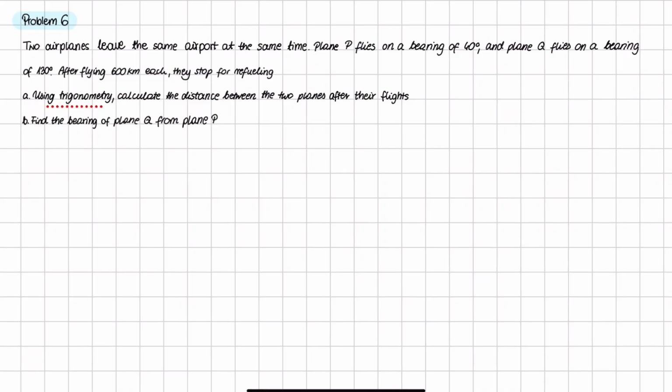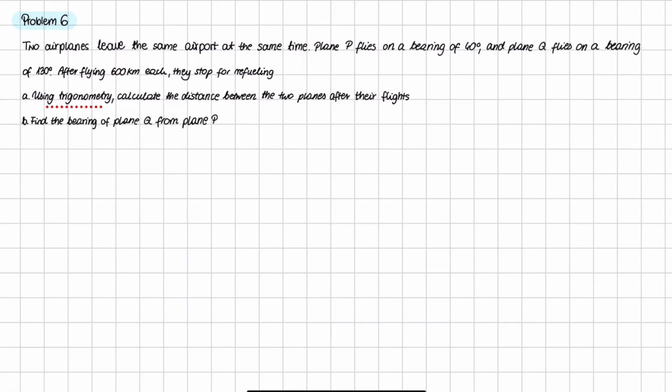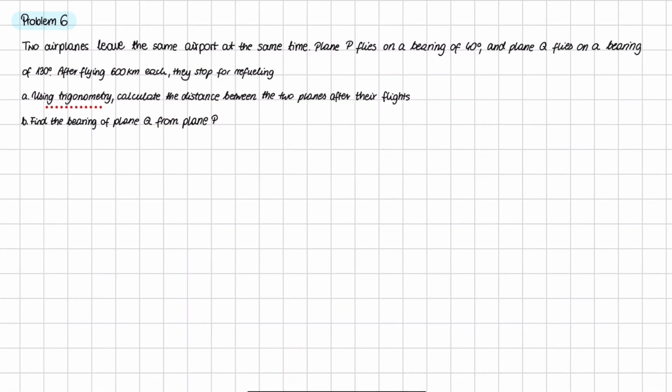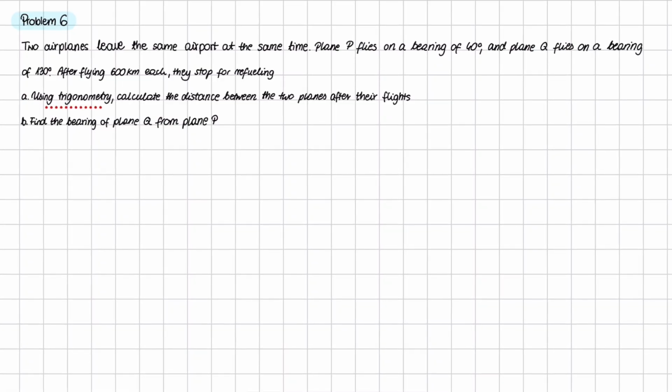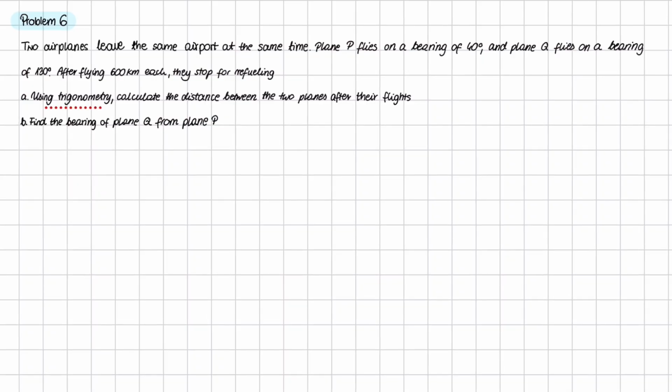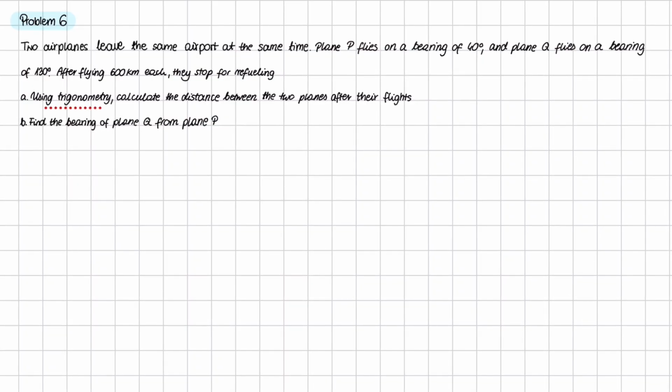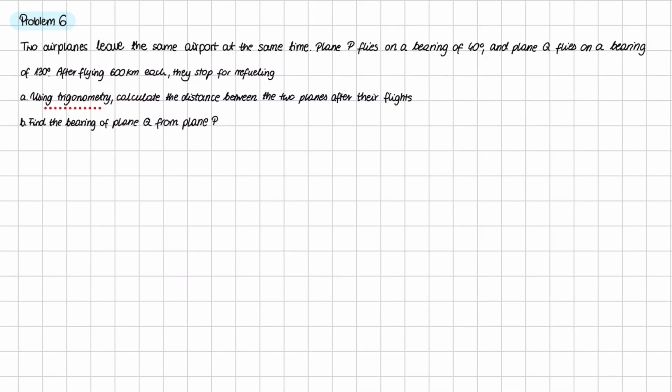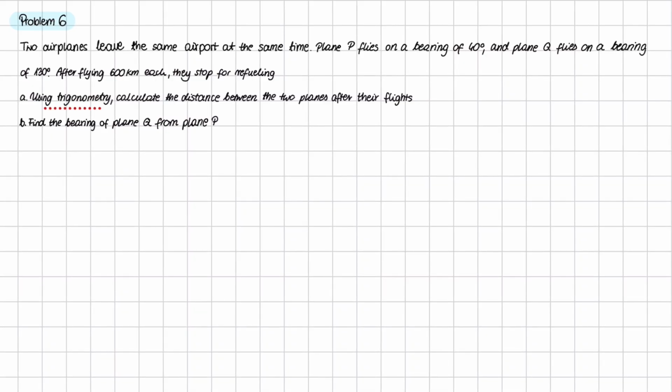Problem 6. Two airplanes leave the same airport at the same time. Plane P flies on a bearing of 40 degrees and plane Q flies on a bearing of 130 degrees. After flying 600 kilometers each, they stop for refueling. A. Using trigonometry, calculate the distance between the two planes after their flights.